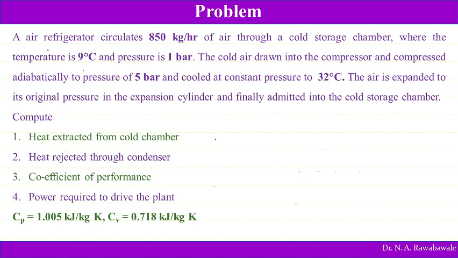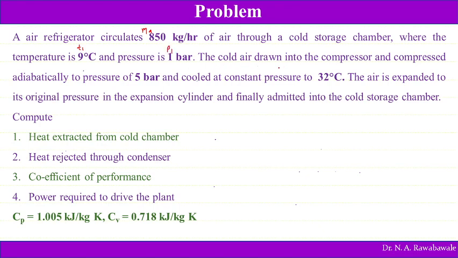The air refrigerator circulates 850 kg per hour of air. That is nothing but the mass flow rate of air, m_a. Through the cold storage chamber, air is circulated by this refrigeration system, where the temperature is 9 degrees Celsius. So the temperature of the cold storage chamber is 9 degrees Celsius, that we call temperature T1. Then the pressure is 1 bar. So here pressure P1 is 1 bar.